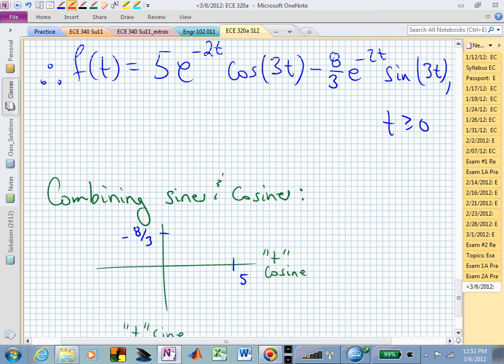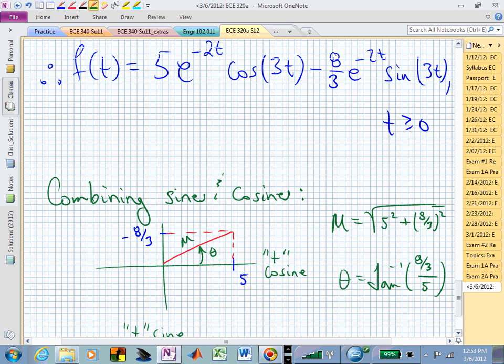And what I'm looking for now, to make this look more like what I maybe thought was happening before, I can identify this angle, and that angle is actually going to be a positive angle above the horizontal line, and my length, or the hypotenuse, m, is equal to the square root of 5 squared plus 8/3 squared, and theta is equal to the inverse cosine of 8/3 over 5. So I don't use the minus, but that's in the direction that I would take a minus value.